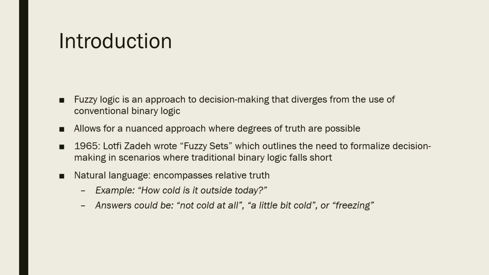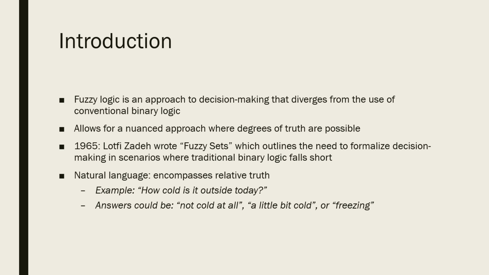So what is fuzzy logic? It's an approach to decision-making that diverges from the use of conventional binary logic. While traditional computer systems rely on binary values that are either true or false, or 0 or 1, fuzzy logic allows for a much more nuanced approach where degrees of truth are possible. It dates back to 1965 when Lotfi Zadeh was working on how to have computers understand natural language, which is not easily converted into binary values. He wrote the paper titled Fuzzy Sets, which outlines the need to formalize decision-making in situations where traditional binary logic falls short.